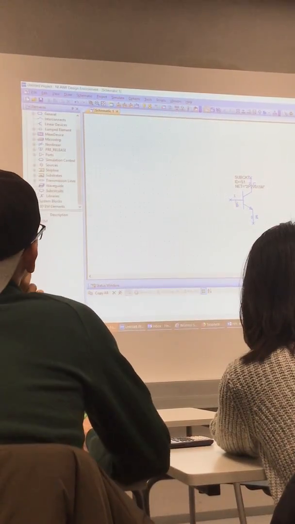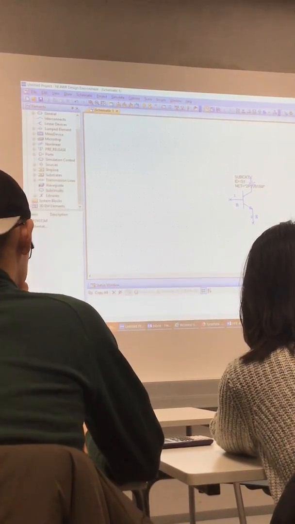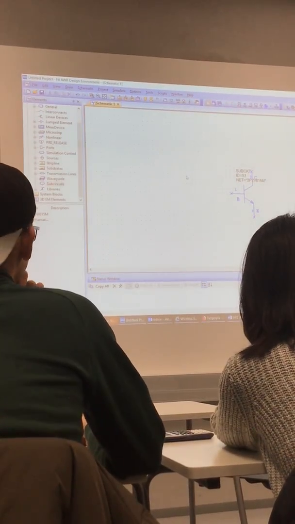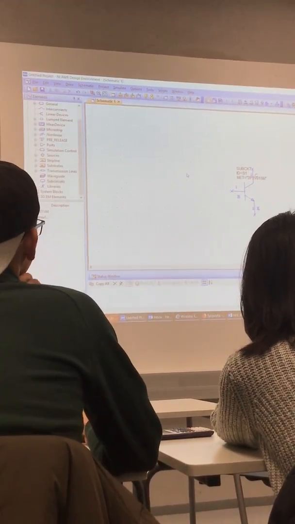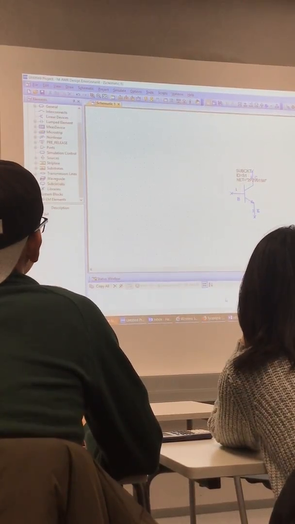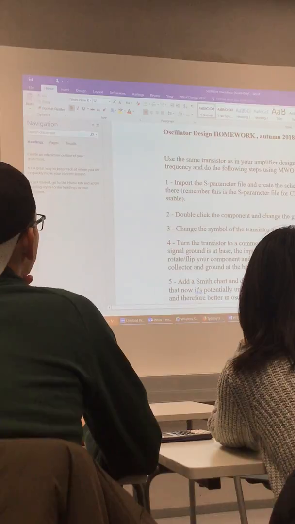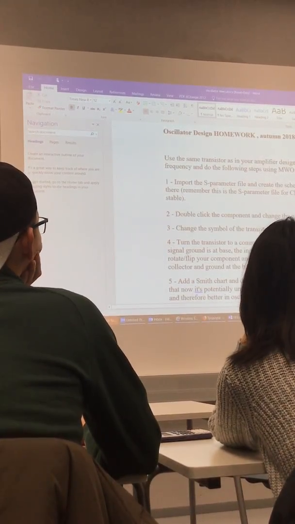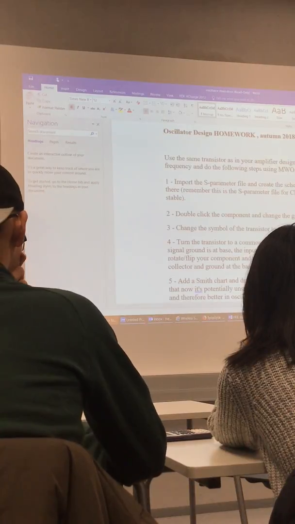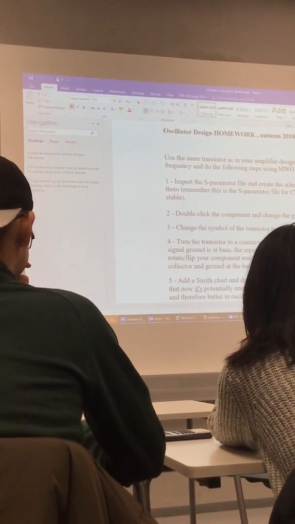Now this is the input port, this is the common ground, and this is the collector. Now I have a transistor symbol. Nice. So it's just double clicking explicit ground node and everything. Then turn the transistor to a common base configuration.